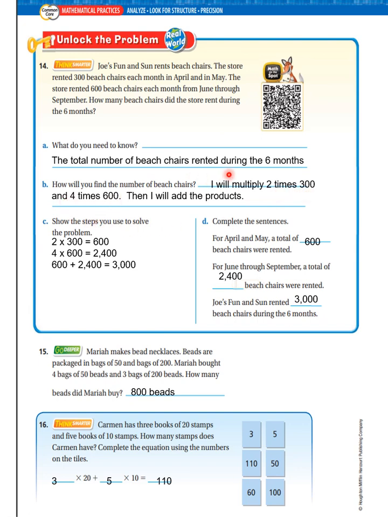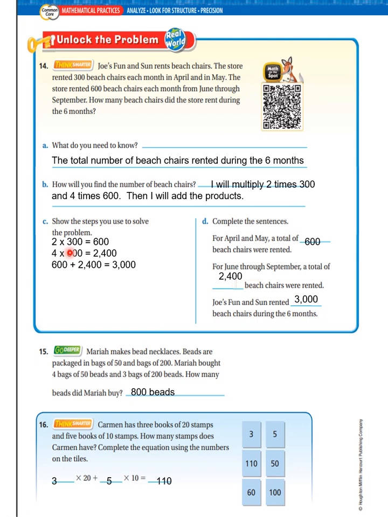Well, how do we get that? 2 times 300. Well, in April and May, they rented 300. All right. June, July, August, and September is those 4 months, and they rented 600. All right, so I'm going to multiply 2 times 300 and 4 times 600. Then I'm going to add those products. So it says show the steps.